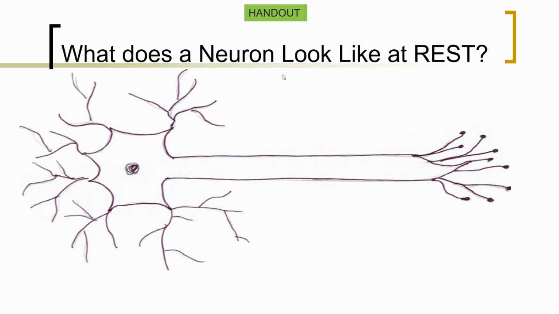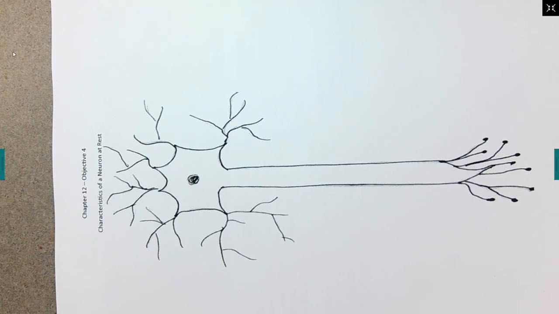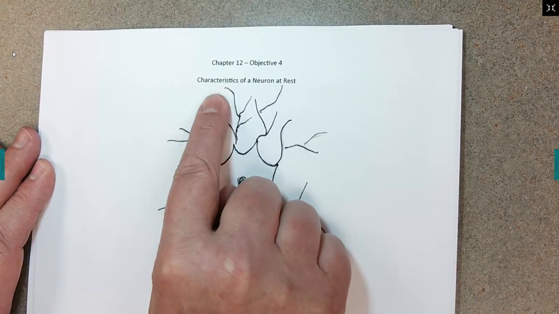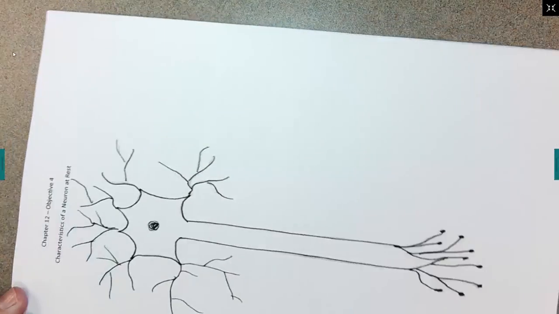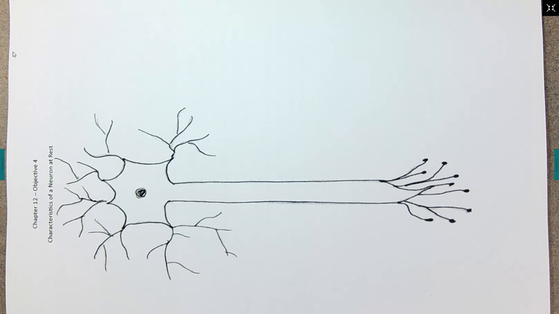Before we get into the channel proteins, let's take a look at what's going on with the neuron. What does it look like when it's at rest? You've got this handout here. It says Chapter 12, Objective 4, Characteristics of a Neuron at Rest. This is a neuron that I drew, so I apologize for its weirdness, but it'll just have to do for what we're doing.